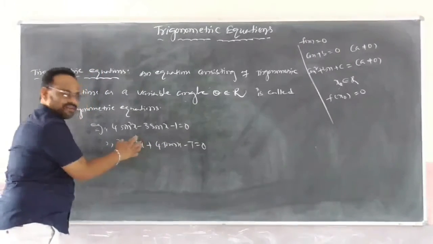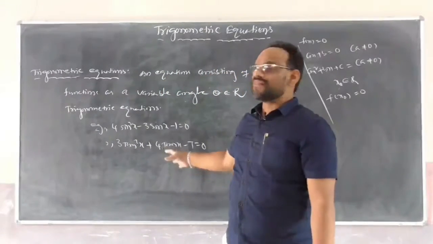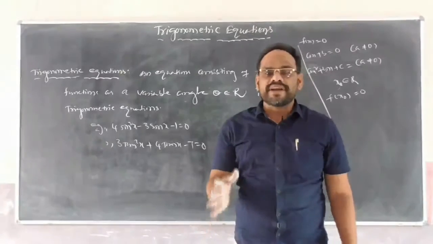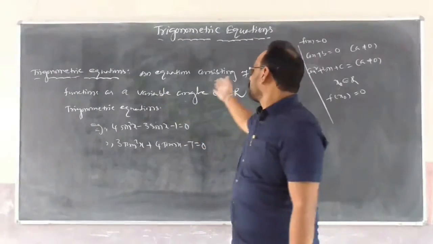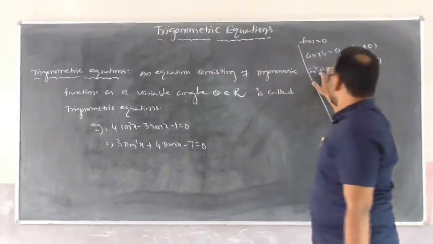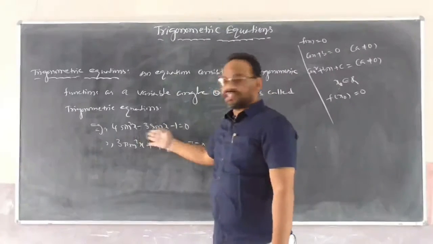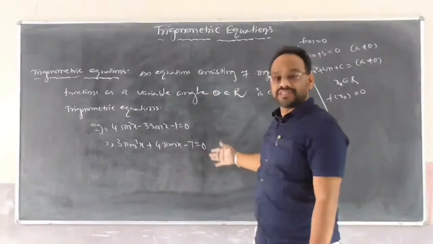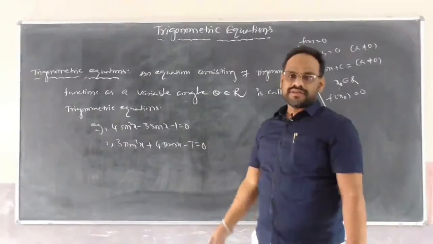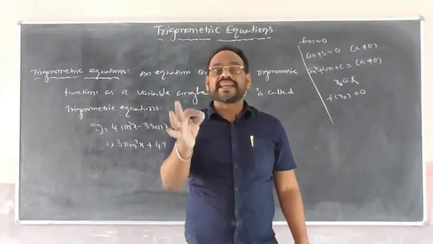Observe here, in the place of variables, trigonometric functions are involved. So these types of equations are called trigonometric equations. Trigonometric equations mean an equation containing trigonometric functions as a variable. For example, 4 sin square x minus 3 sin x minus 1 is equal to 0 is a trigonometric equation. 3 tan square x plus 4 tan x minus 7 is equal to 0 is a trigonometric equation. In the place of variable, trigonometric functions are involved.